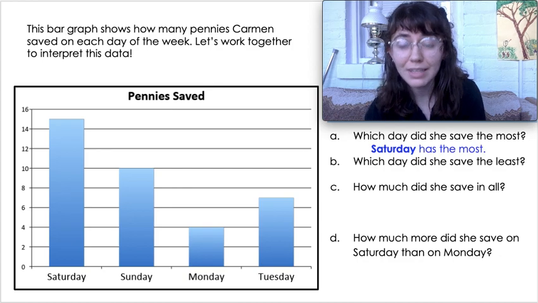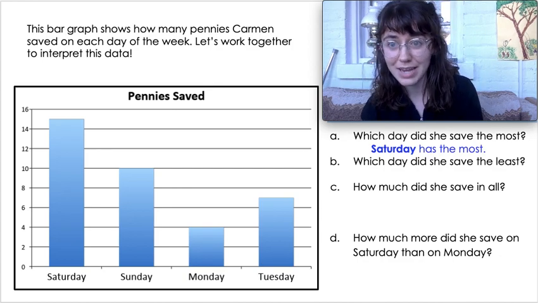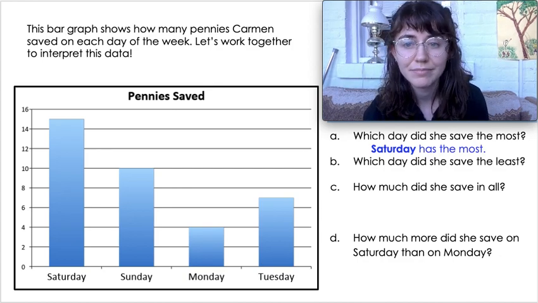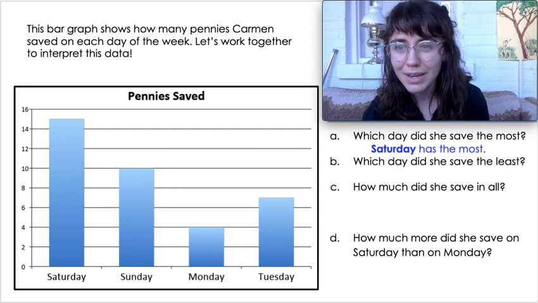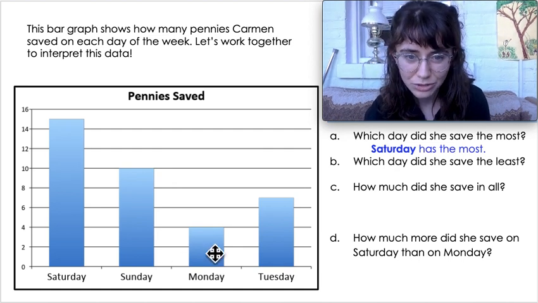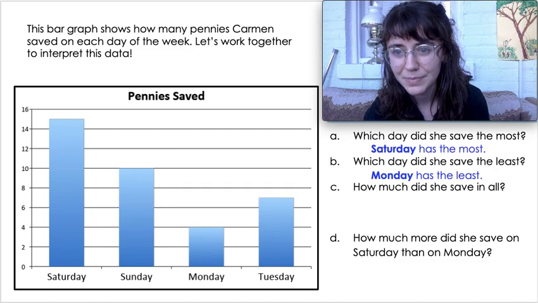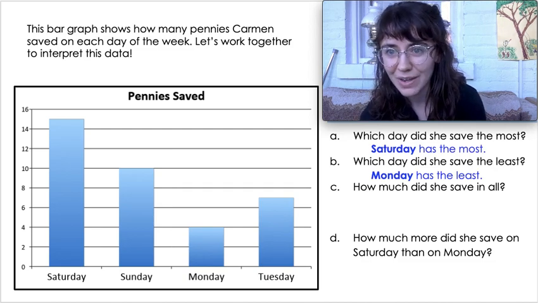Which day did she save the least? Write down B and write down that day of the week. If you wrote down Monday, you are right because that's the shortest one. That's the least. Now, how much did she save in all?